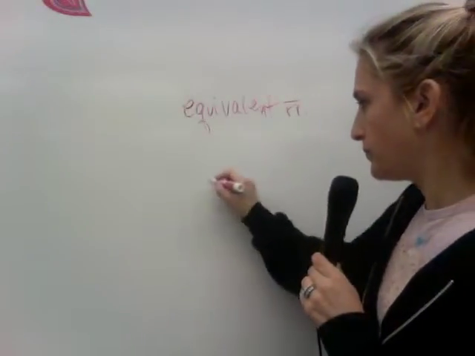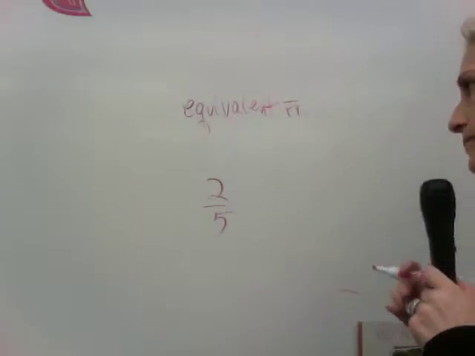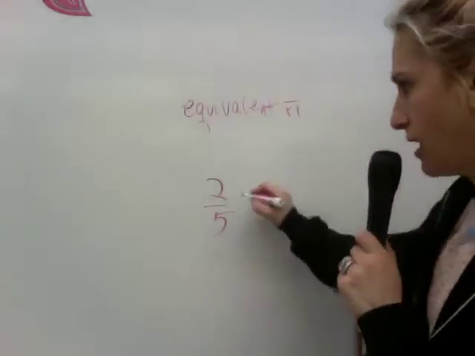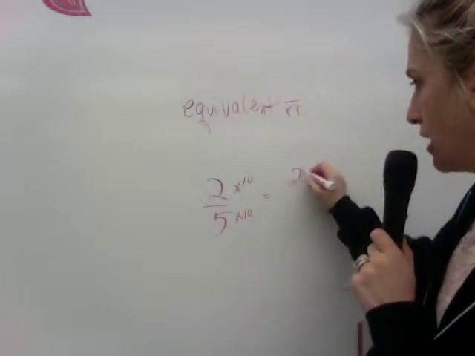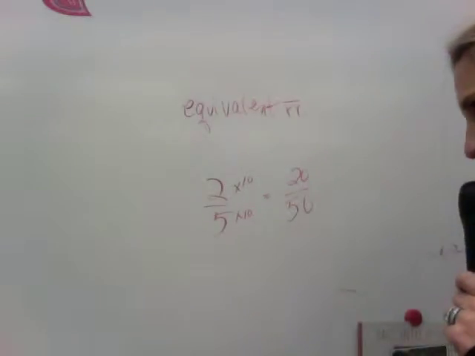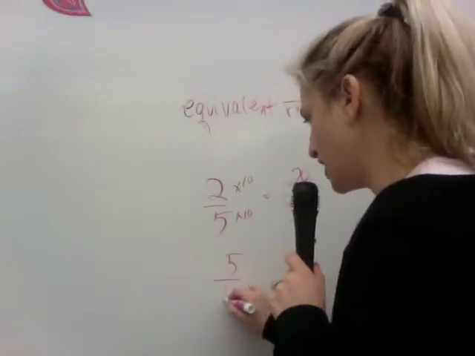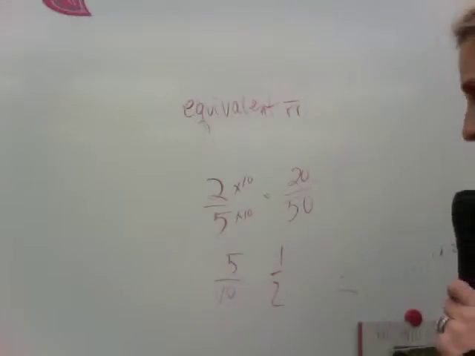Those are equivalent. But let's say I have a fraction 2 out of 5. Again, you pick a number, any number, let's say 10. Multiply both the numerator and the denominator by 10. And now that's my new fraction. So that is an equivalent fraction. If you want to think of 5 out of 10, well, you know 5 out of 10 is a half. That's equivalent.